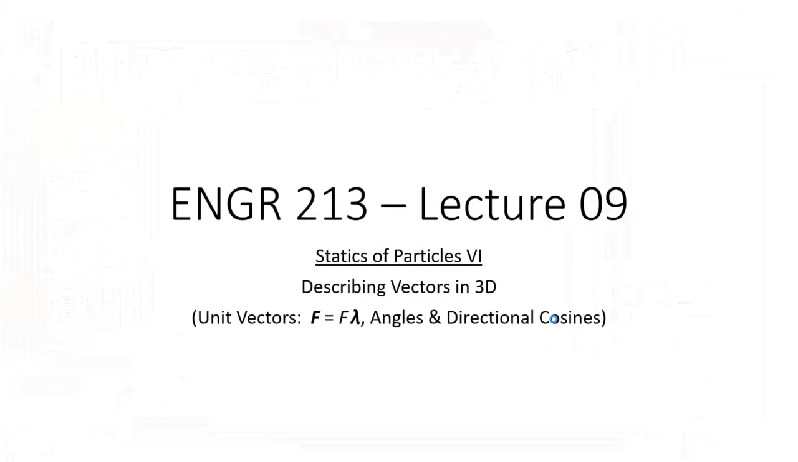Okay. So today what we're going to do is describe vectors in 3 dimensions, and what that's going to involve is a more explicit use of unit vectors, something that we kind of danced around a little bit in our previous calculations, but we haven't quite really addressed. And then I also want to talk about orientation in 3D, so angles and directional cosines.